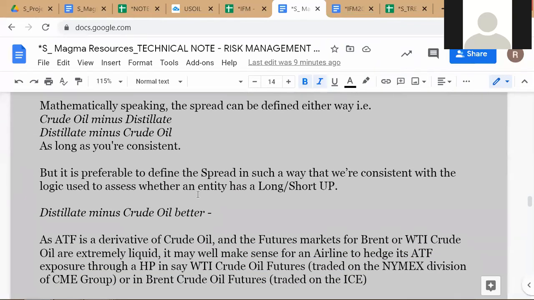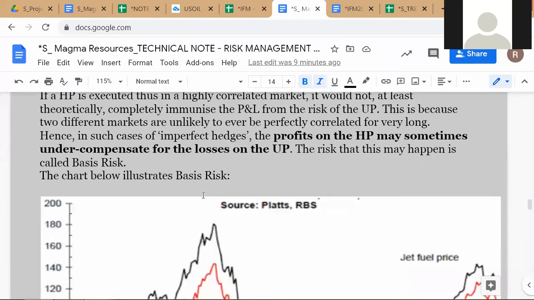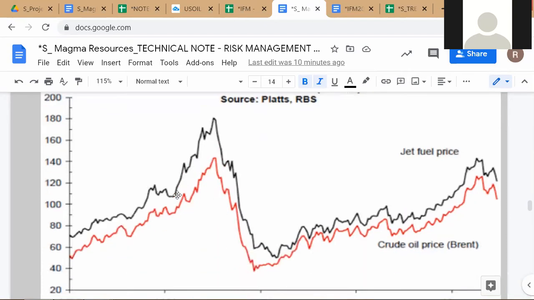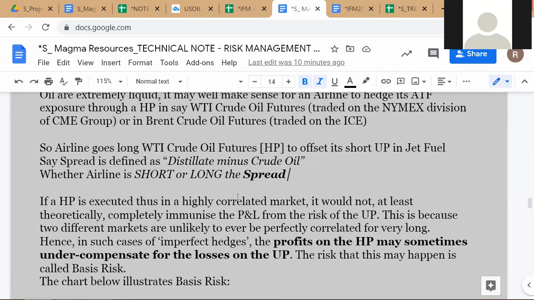And then you have a spread position, and you define the spread in this way. And then you have to talk about what the actual position in the spread is, with respect to the spread market. And here, in the case of an airline, the position is short the spread, and in the case of a refinery, they are long the spread. Okay, so these are all the things that we've just covered so far.